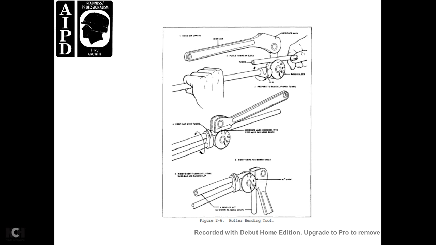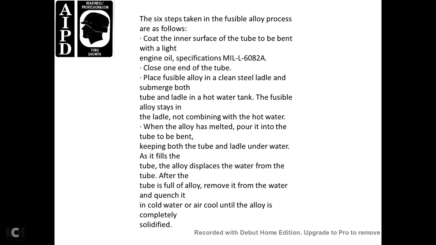This shows a roller bender tool. The six steps taken in the fusible alloy process are as follows. Coat the inner surface of the tube to be bent with a light engine oil, specification MIL-L-6082. Close one end of the tube, place the fusible alloy in a clean steel ladle, and submerge both tube and ladle in the hot water tank. The fusible alloy stays in the ladle and does not combine with the hot water.